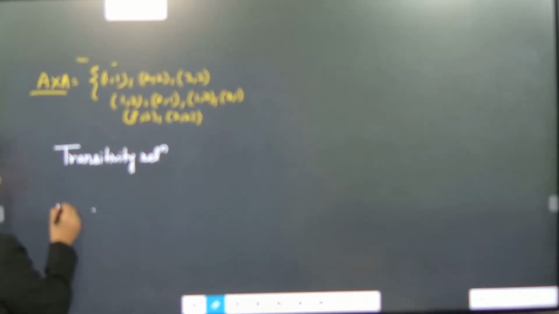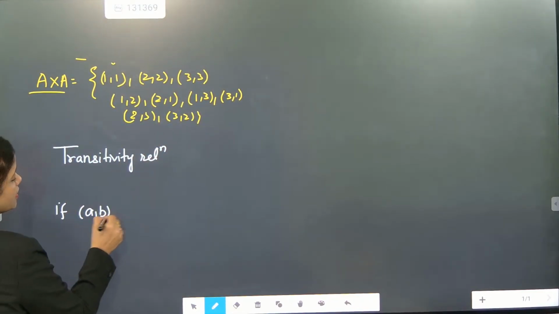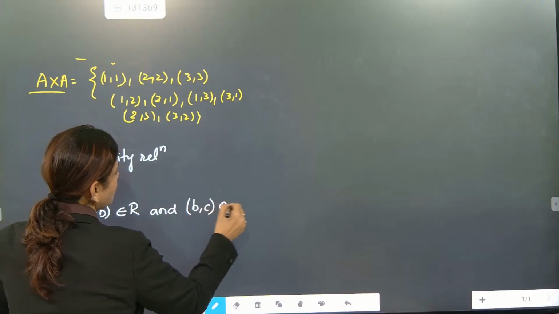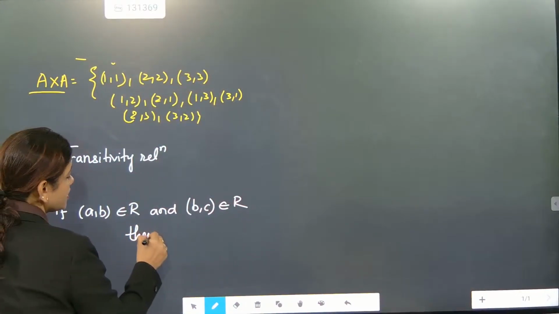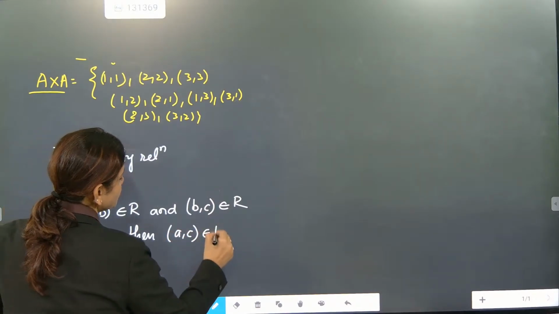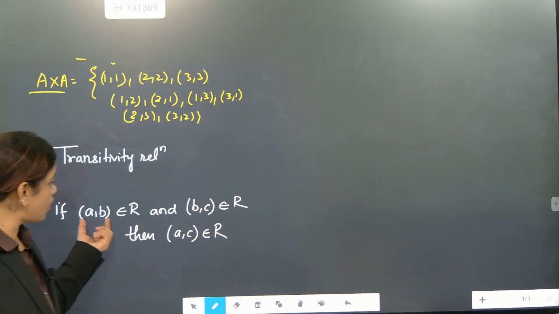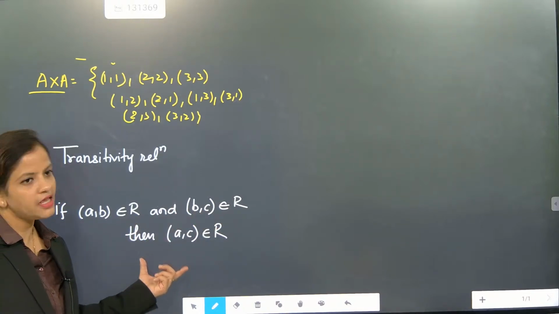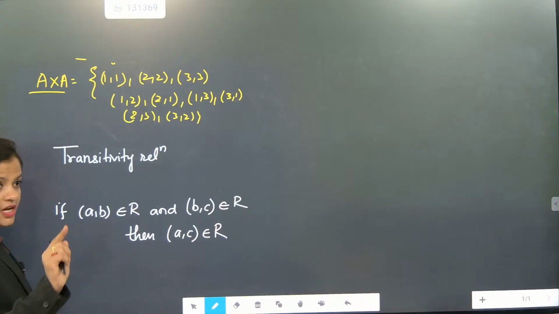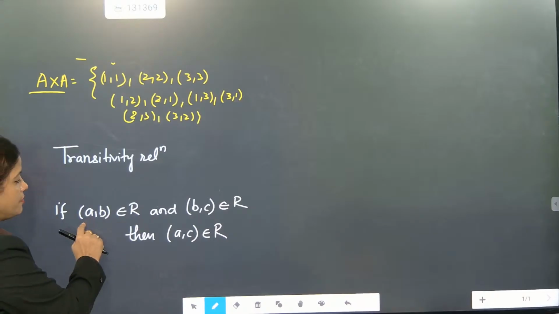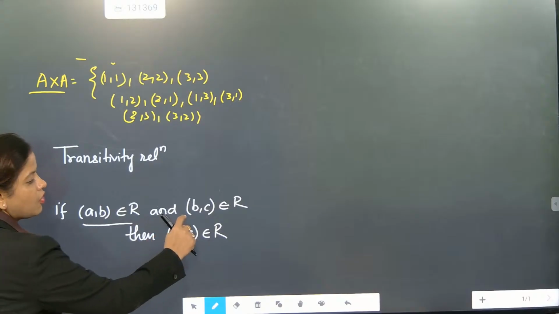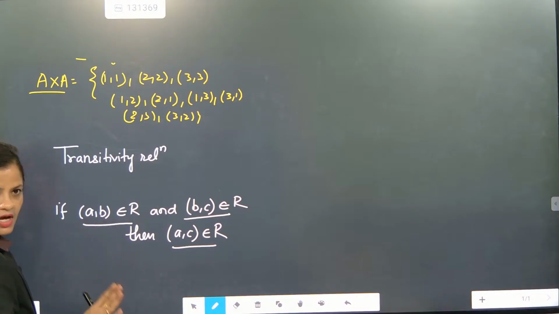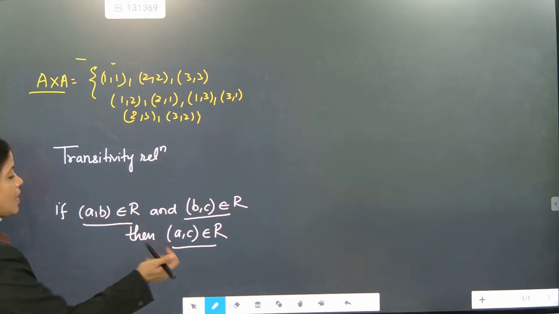that if A comma B belongs to R and B comma C belongs to R, then A comma C belongs to R. Understood? Santosh, listen very nicely, both of you. A comma B belongs to R, B comma C belongs to R. That means, beta, A comma C belongs to R. This is transitive. Got it? Now how are we going to write?